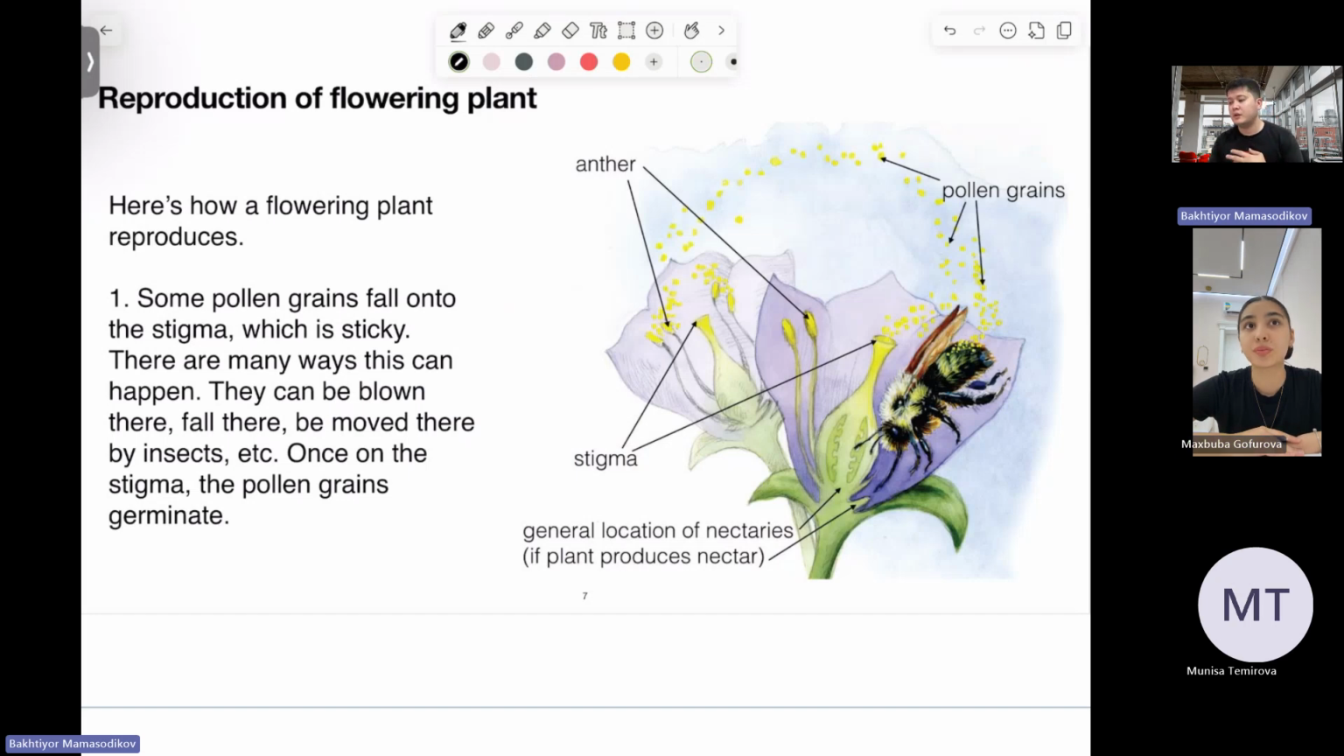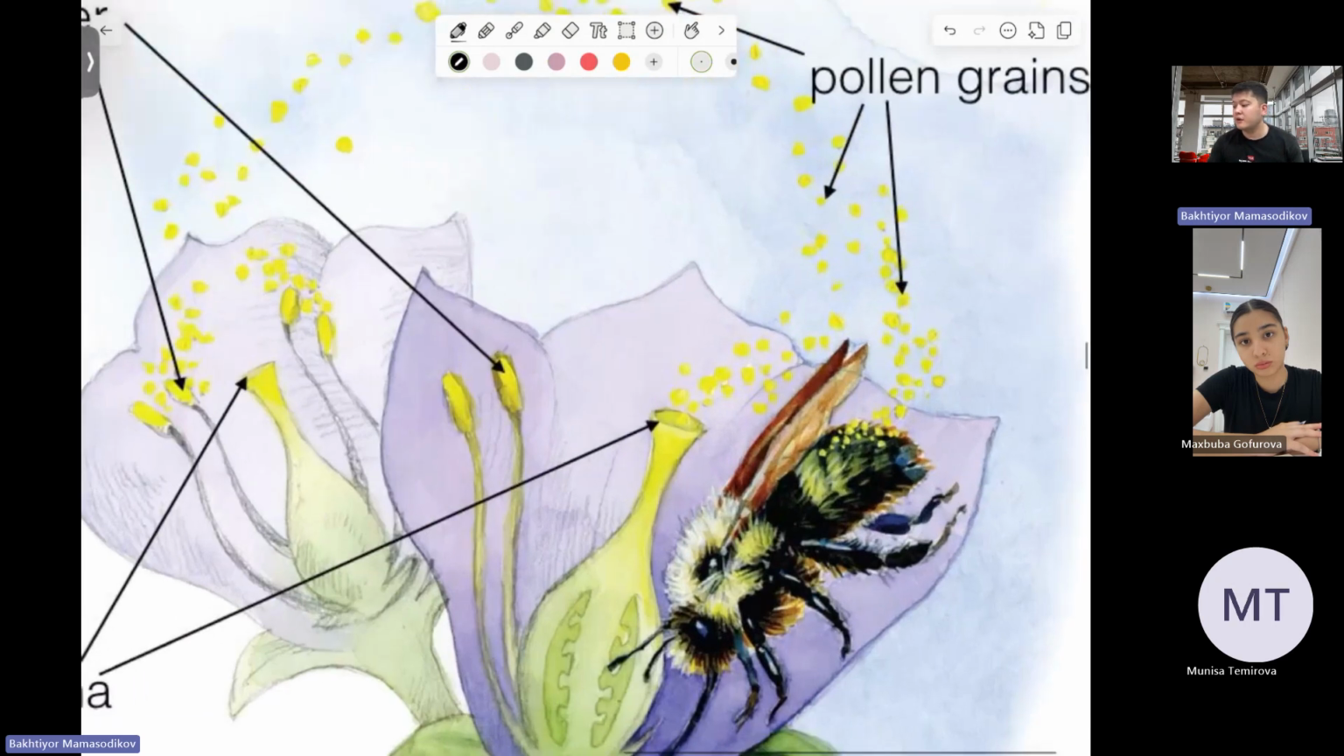The first step, so reproduction of the flowering plant. In every reproducing flowering plant, they do pollination first. So pollination is the process of moving pollen, which is male, to the stigma, the female part of the flower. So as you can see, these are the pollen grains. You see, those are the pollen. So this pollen is going to come and attach to the stigma, the female part of the flower.